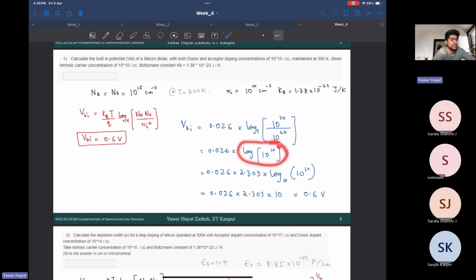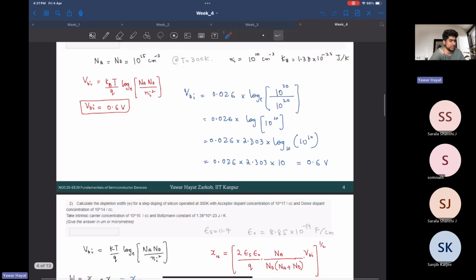And if you take the log of this 10 to the power 10, that is 2.303 times log of 10 to the power 10 base 10, right? Remember how we use the base conversion here. Here it was base e, here it's base 10. These things you already know, right? So log of 10 to the power 10 to the base 10 is 10. If you compute this, this would be 0.6 volts. Okay, simple question.